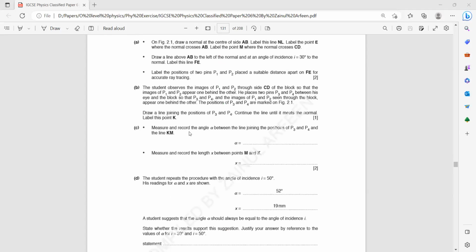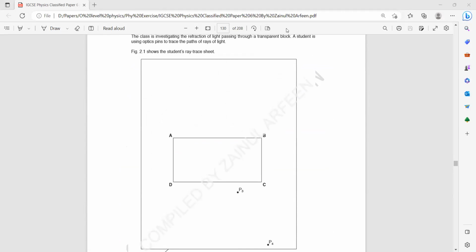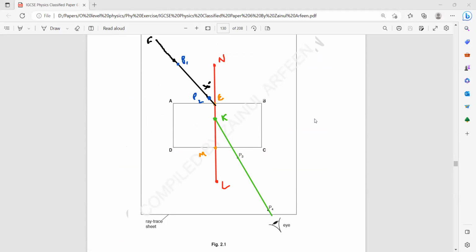Then measure and record the angle alpha between the line joining the positions P3 and P4 and the line KM. So we want to record the angle between the line joining P3 and P4 and KM, and we call that alpha. Label it on the diagram. So this is alpha. How can you measure this alpha? You will place a protractor, like this will be 0, and measure this angle value.